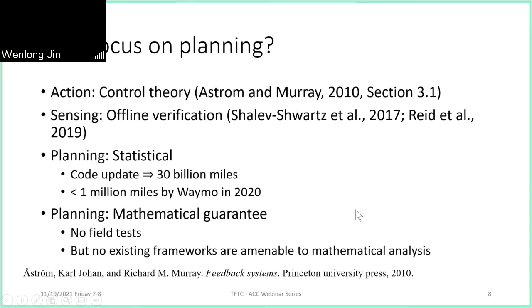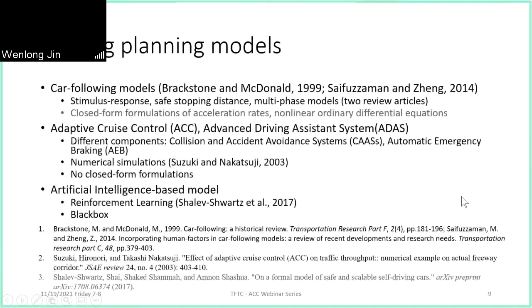On the other hand, if the planned trajectories are mathematically guaranteed to be safe, to be efficient, and also to have a human-like driving behavior, then we don't have to go through field tests. But no existing framework, to the best of my knowledge, is amenable to mathematical analysis. So that is where we feel our expertise can be helpful in developing autonomous vehicles, especially in planning trajectories.